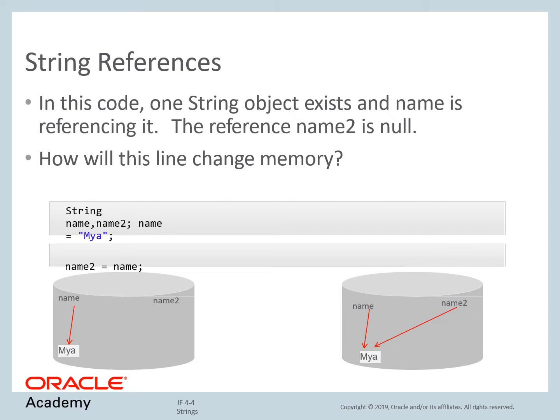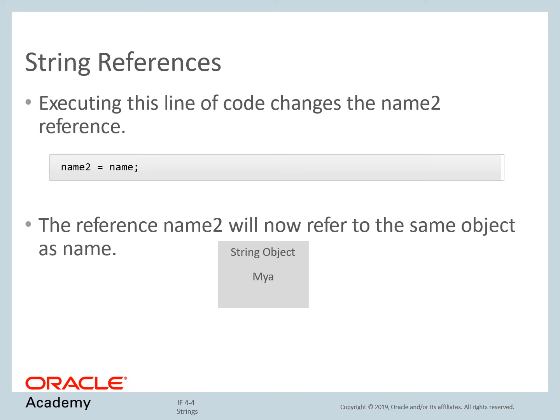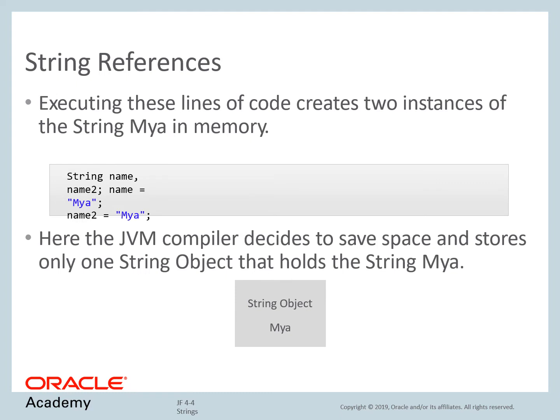How will this line change memory? A reference actually stores the address where the object is in memory. Name and name2 both have the same address stored and thus point to the same object, Mia, in memory. Executing this line of code changes the name2 reference. The reference name2 will now refer to the same object as name. Executing this line of code creates two instances of the string Mia in memory.